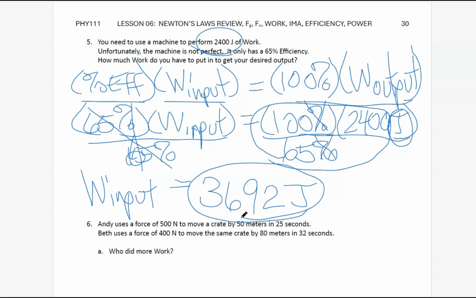Your answer should match when you think about, hey, I'm only going to get 65% of this to become this. So use a little logic to check your answer. Does it make sense? Is the amount I'm putting in bigger than the amount I'm getting out? That makes sense because I'm going to lose some energy to heat.